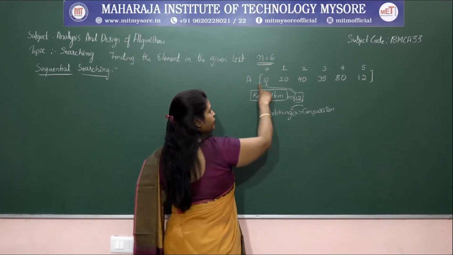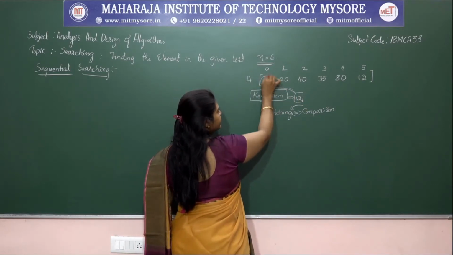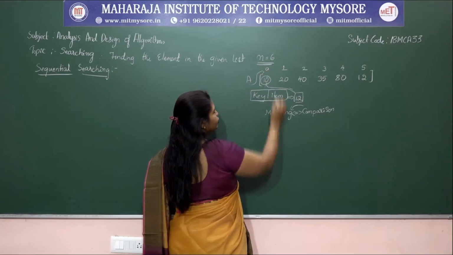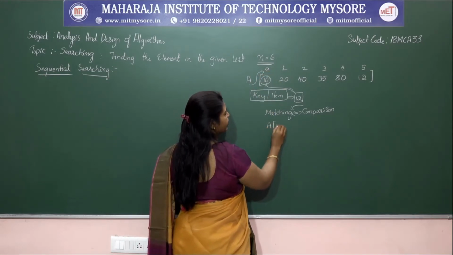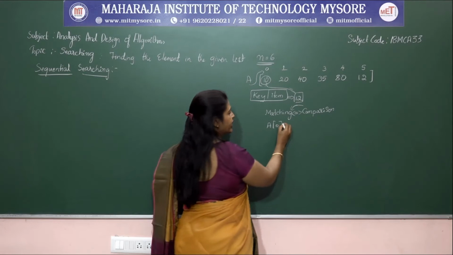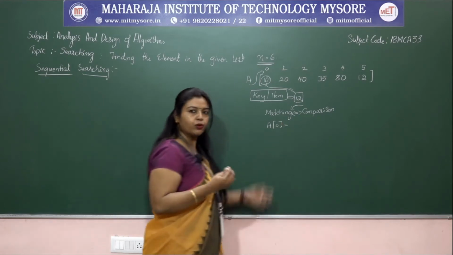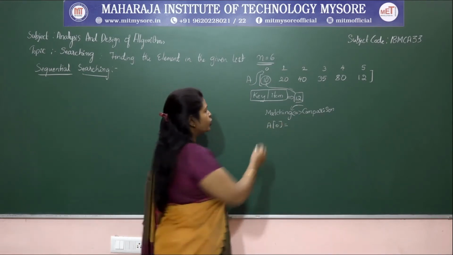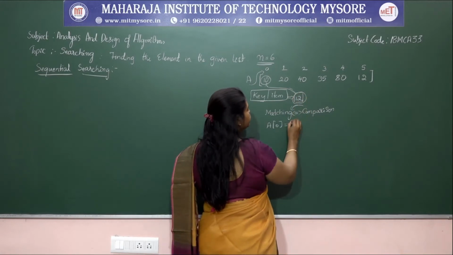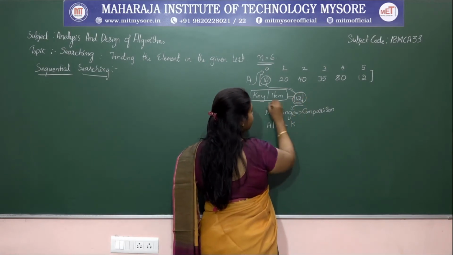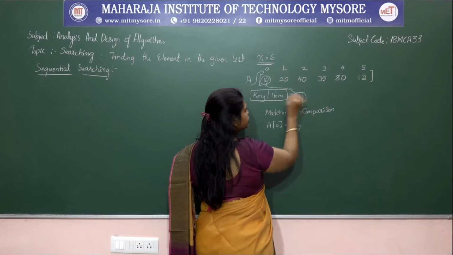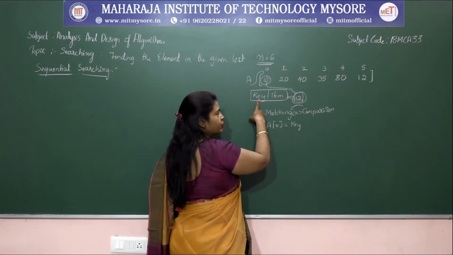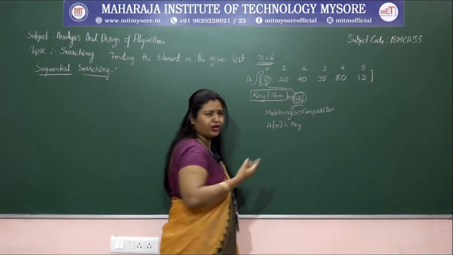So the array elements. How can I access this element? This can be accessed through the index value, a of 0. So a of 0, with what am I going to check? Using the key element. What is that key element? The key element is 12. Either you can take that as a key or an item, whatever you want to call it.